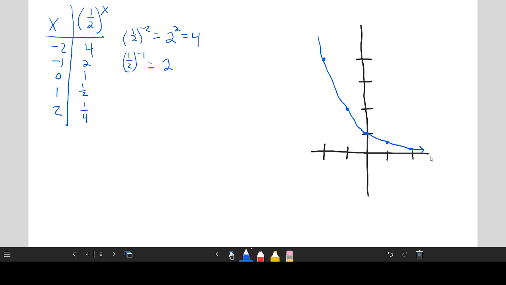And so as we move to the right now, it's going to approach that horizontal asymptote of y equals 0. We're still going to get close to 0, but not ever reach 0. We still have that point (0, 1) that we had on our other graphs as well.